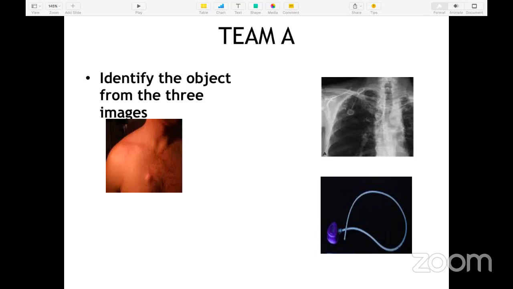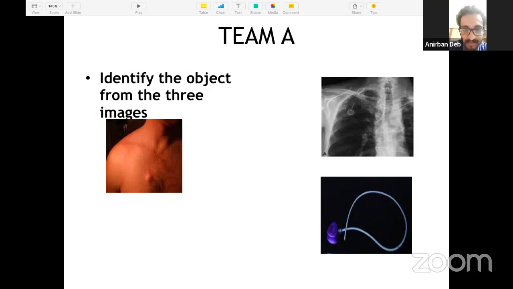The time is up. It's a chemo port. You have heard of chemo ports? Yes, sir. It was close, but anyway.